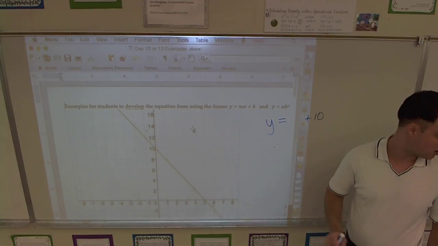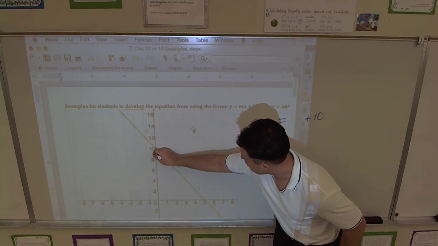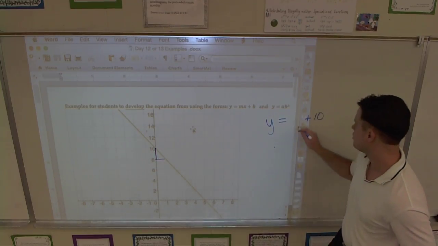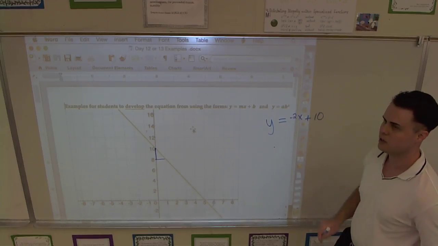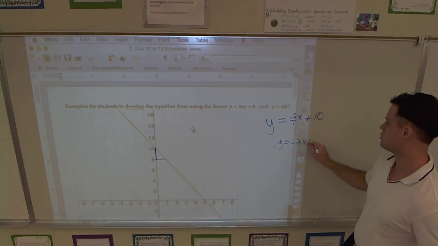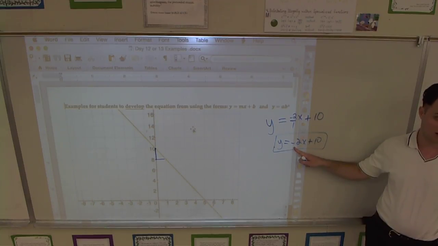I think Hunter's on the right track there. Yes, it's negative 2 over 1. Does it go down 2 over 1 like this? Down 2 over 1? Yeah. Looks like it. I think you nailed it. Negative 2 over 1. You could write the over 1, but really you should simplify that to negative 2x plus 10.